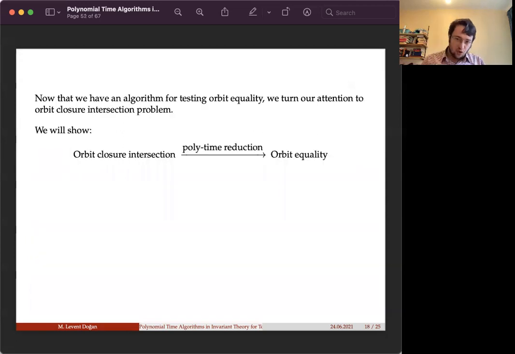Okay, so this was the solution for orbit equality. Now I move on to the orbit closure intersection problem. What I want to show is that there is a polynomial time reduction from orbit closure intersection to orbit equality.